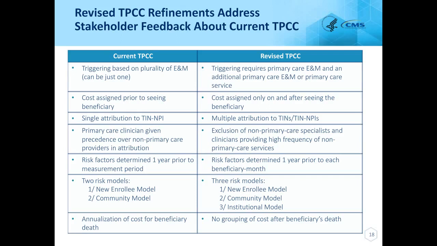And then finally, the current TPCC measure has an annualization of costs for beneficiaries. What we mean by that is if there's a beneficiary who passes away after 6 months during the performance period, their costs are doubled in order to inflate them to a full 12 months. Whereas the revised TPCC measure can be more flexible because it's focusing on costs on an average monthly basis. And simply what happens here is that there's no grouping of costs for months after a beneficiary's death. Next slide, please.